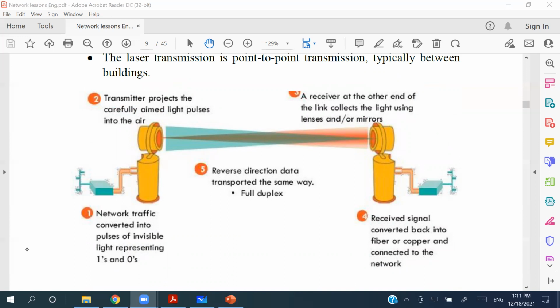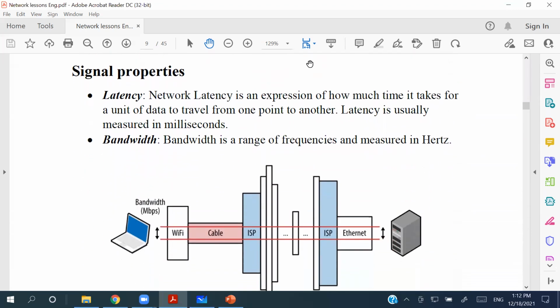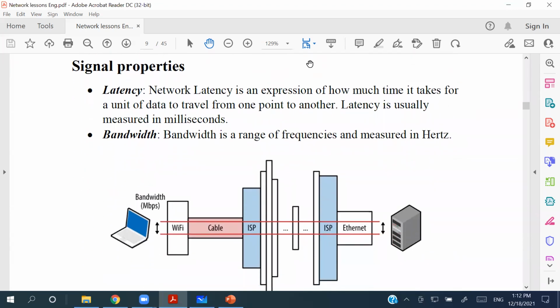Okay. So far we have learned what the components of communication are, what the signal types are, what the properties of the analog signal are, and what media we can use to do the communication. Next, we are going to learn about some properties of the signal: latency and bandwidth, right?